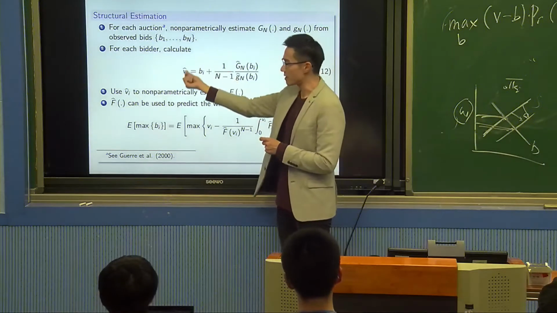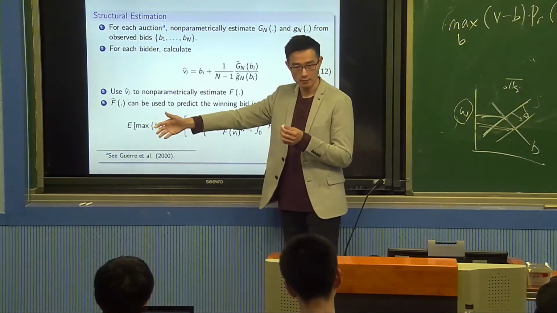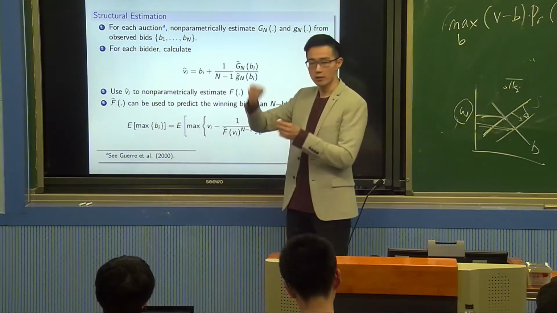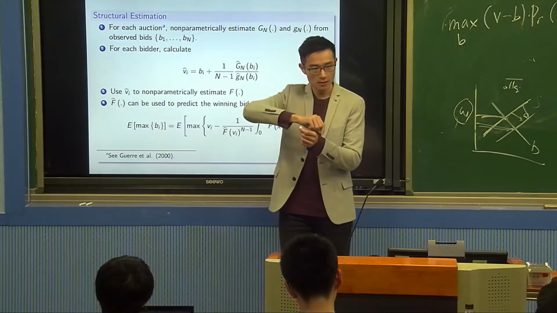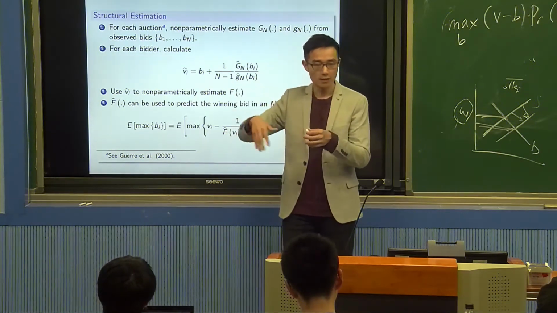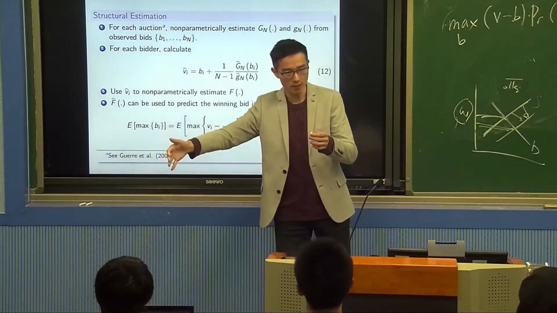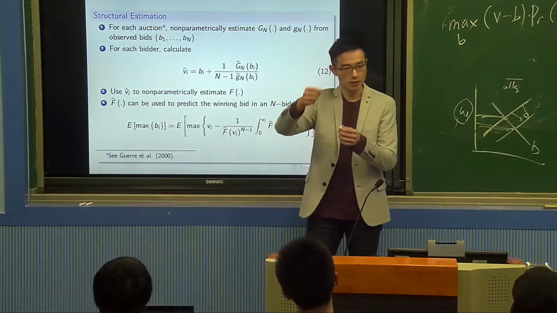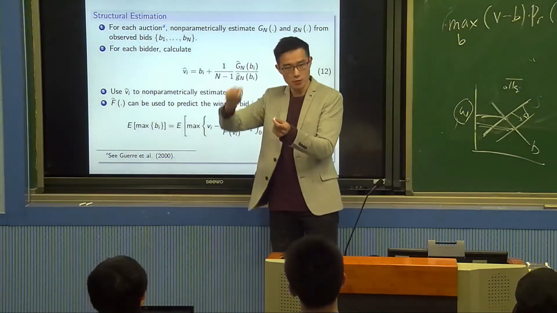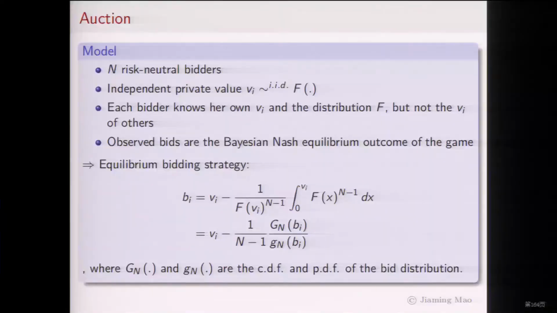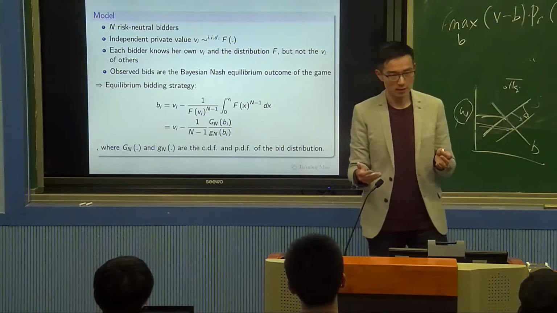And using the estimated V, I can predict what's going to be the winning bid if more people participate. Because now I know everybody's V, and I know the distribution of V. So once I know the distribution of V, I can predict, if there are 50 people participating or 100 people participating, what is likely going to be the winning bid. Because now I've estimated the distribution of V, and I know their bidding strategy, and from that I can always predict the winning bid. Okay?